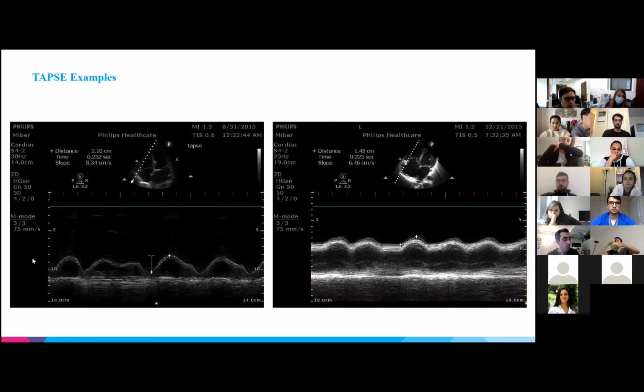And so this is what the TAPSE will look like. I have 2 examples here. The one on the right you can see a little bit more clearly, but basically you have a view of the 4-chamber, right? And then you have the left ventricle right here.